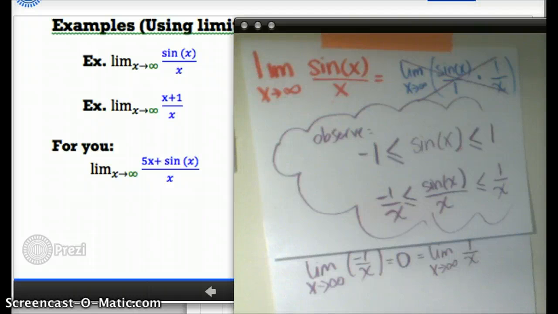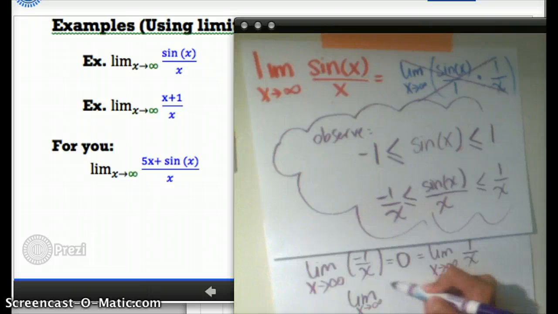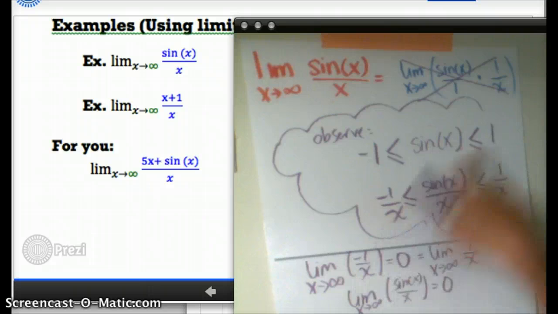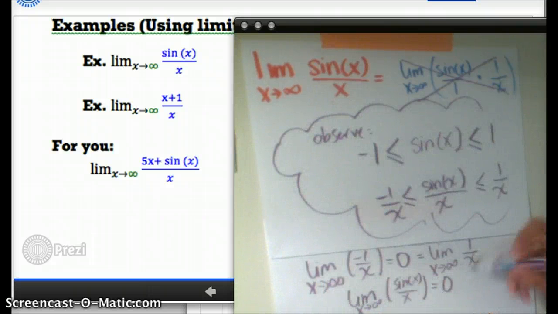of 1 over x. And since the two outside functions have limits at positive infinity, and their limits equal each other, this middle function is squeezed in between, and this is considered proof that the limit as x approaches infinity of sine x over x also equals 0. And what you would usually write to prove your point is you would write this work, and then this line, and then you would say by the squeeze theorem.